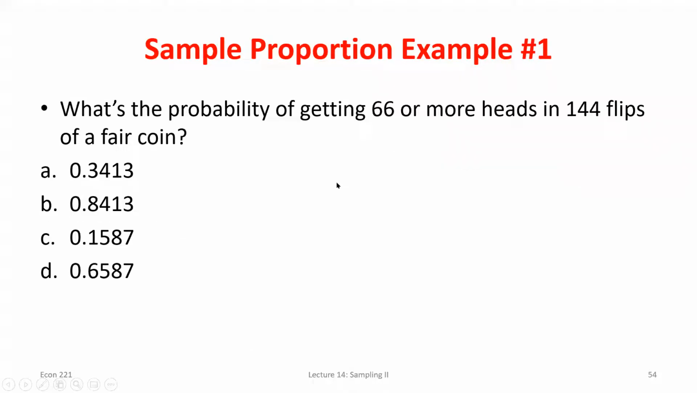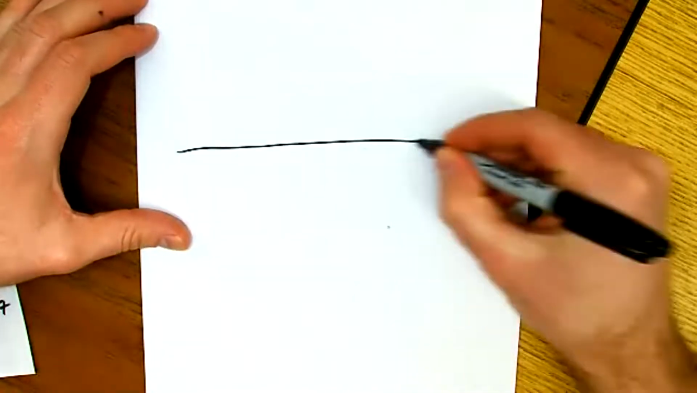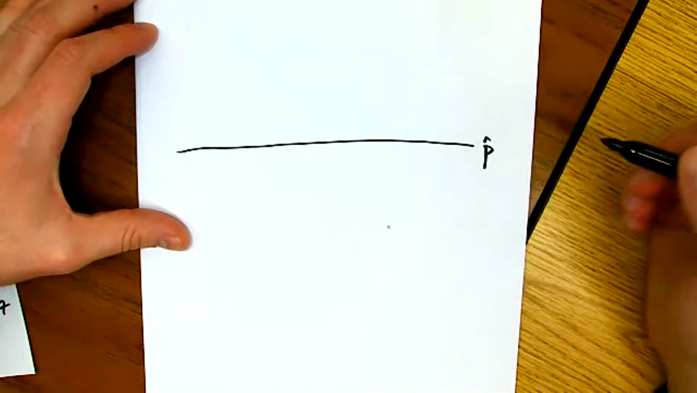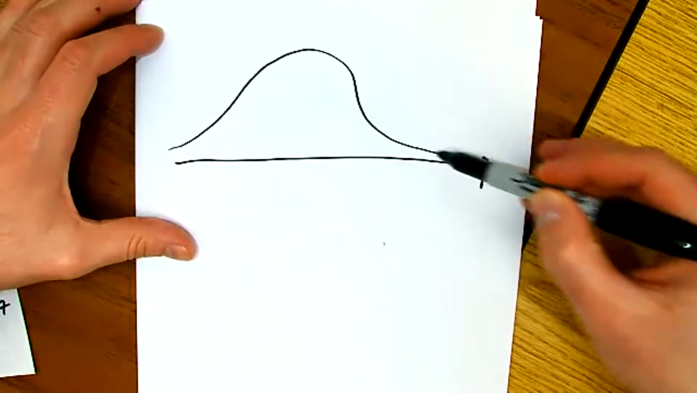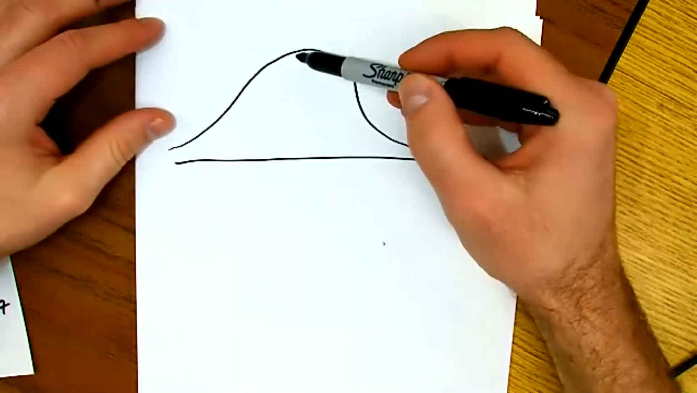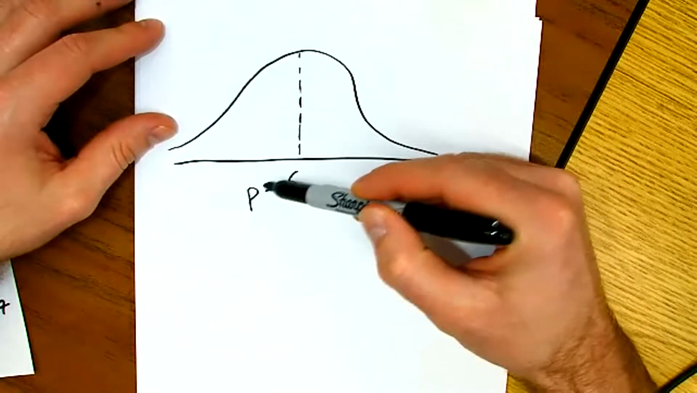Let's do one more sample proportion example, and then I want to introduce confidence intervals today. So what if we had a similar example, but I want to know what's the probability of getting 66 or more flips to show up heads? It's the exact same setup, so we'll skip a step here and think about how my sample proportions are going to be distributed. Well, I've got a sample size of 144, so I know they'll be normally distributed, and they should be centered around that population proportion of 0.5.